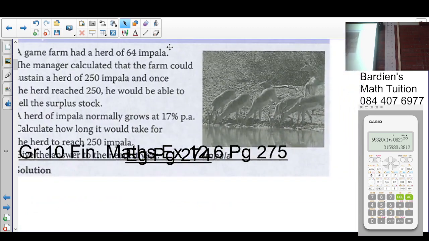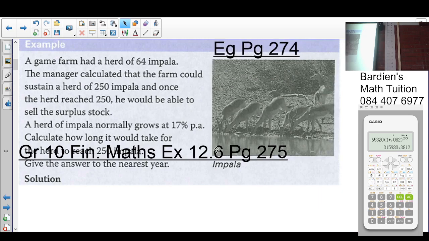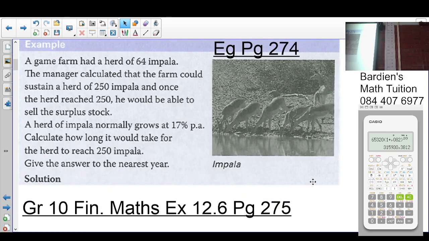The example is on the same page, correct? Here we are told that, you guys know what the impala is, no? You guys eat impala? Why not? It's like a buck. What's that? Yes. Springbok. You don't eat springbok? Alright, one day we'll have a parade.